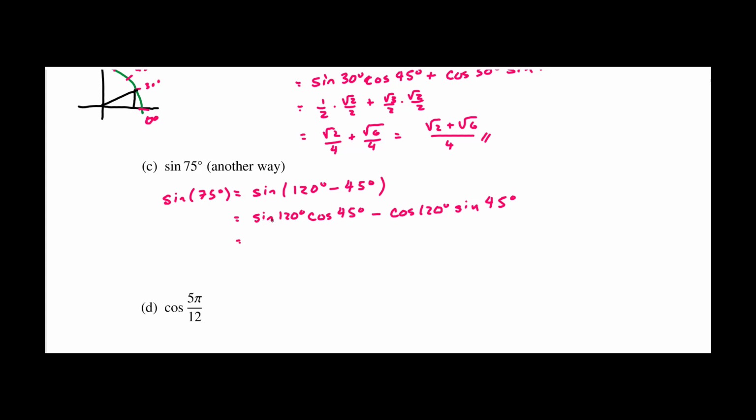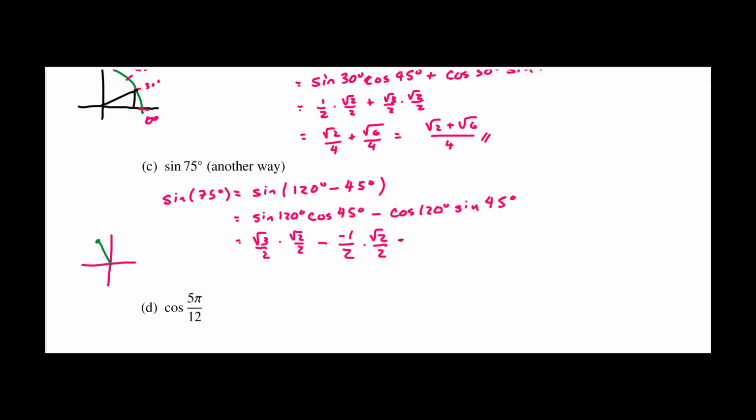Well, when I go to evaluate the sine of 120 degrees, there's that angle 120 degrees right there, and the sine value is the y-coordinate, so we get the square root of 3 over 2, and the cosine of 45 degrees is root 2 over 2, minus, and then the cosine of 120 degrees, careful, that would be minus 1/2. Let me write that as a larger fraction. Minus 1/2 times the sine of 45 degrees, which is root 2 over 2.